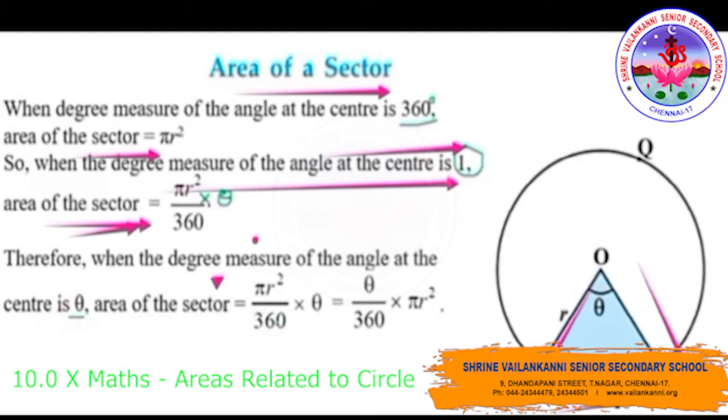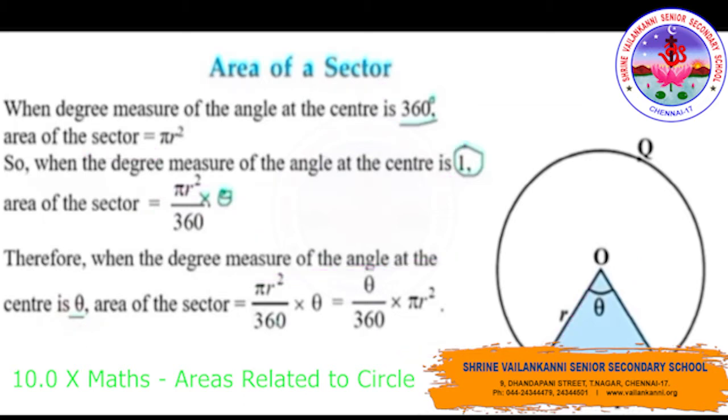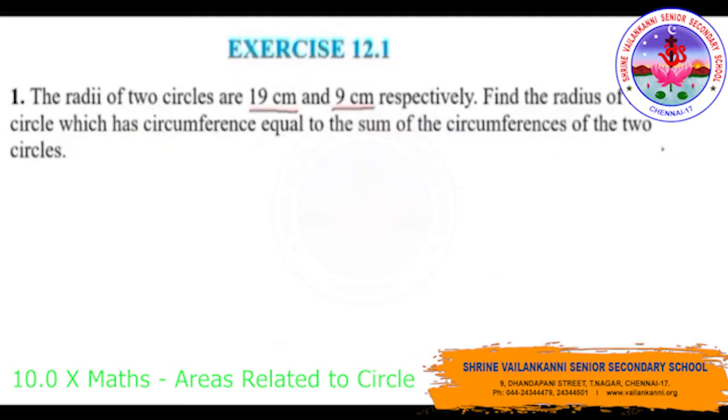Therefore, when the measure of the angle at the center is theta, we define the area of the sector as pi r squared by 360 into theta, which can otherwise be written as theta by 360 into pi r squared. Therefore, the formula to find the area of the sector is theta by 360 into pi r squared. Now coming to exercise 12.1.